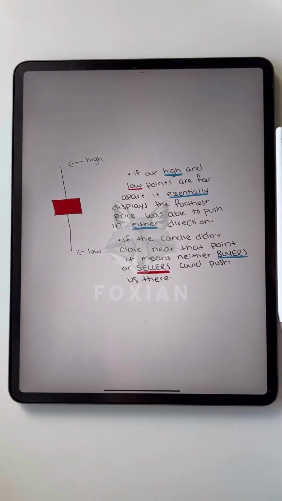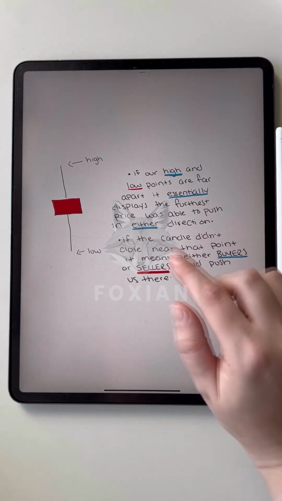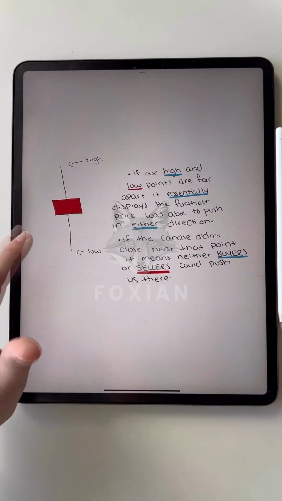If the candle didn't close near the high and low points, it's telling us that buyers and sellers couldn't push us there. The name of the pattern is far less important than what it's telling you.